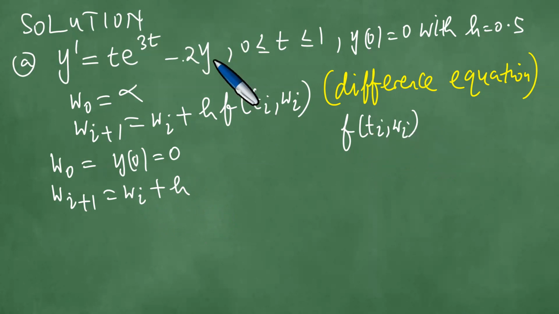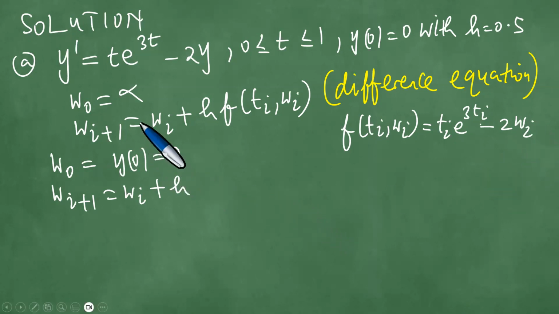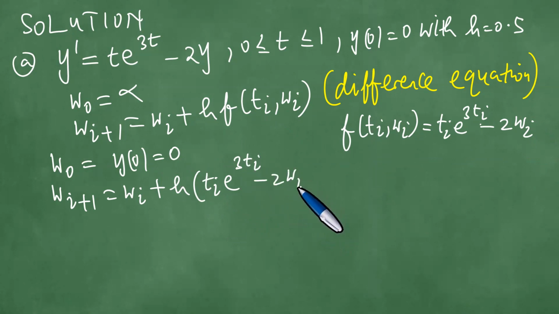In this question, what is f of t_i, w_i? It is exactly this, so it is t_i e to the 3t_i minus 2y, and y is w_i. This is exactly what we are able to get. So we substitute it here: it becomes t_i e to the 3t_i minus 2w_i, and then you close the bracket like this. Now with that said, what do we do here?